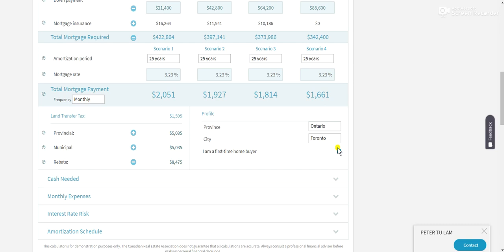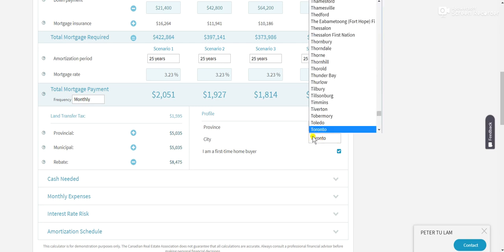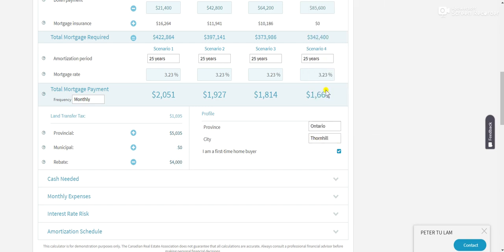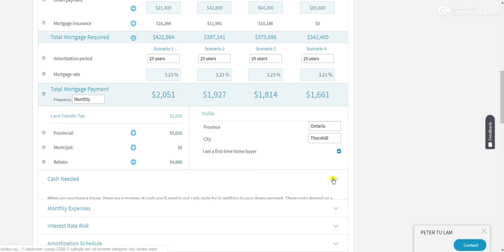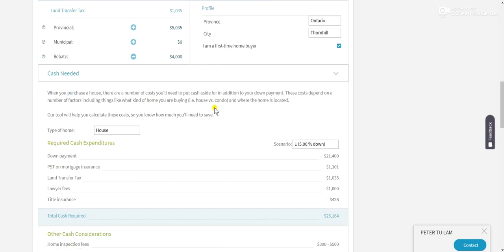However, if you're not in Toronto, let's say you're in Thornhill, we don't have that municipal land transfer tax anymore. And if you had the first-time buyer credit, look at that, it's down to $1,000, because they knock off $4,000. Anyway, cash needed. That's the one I want to get to because it's the most important.